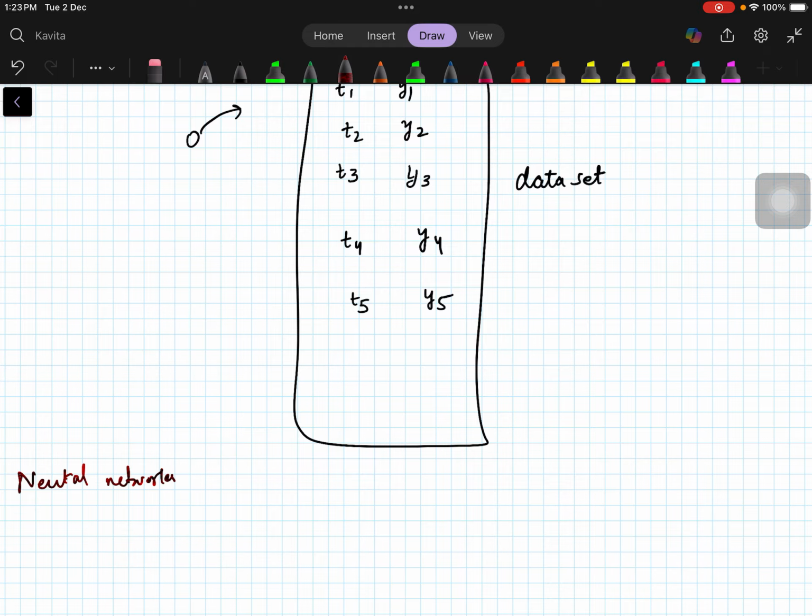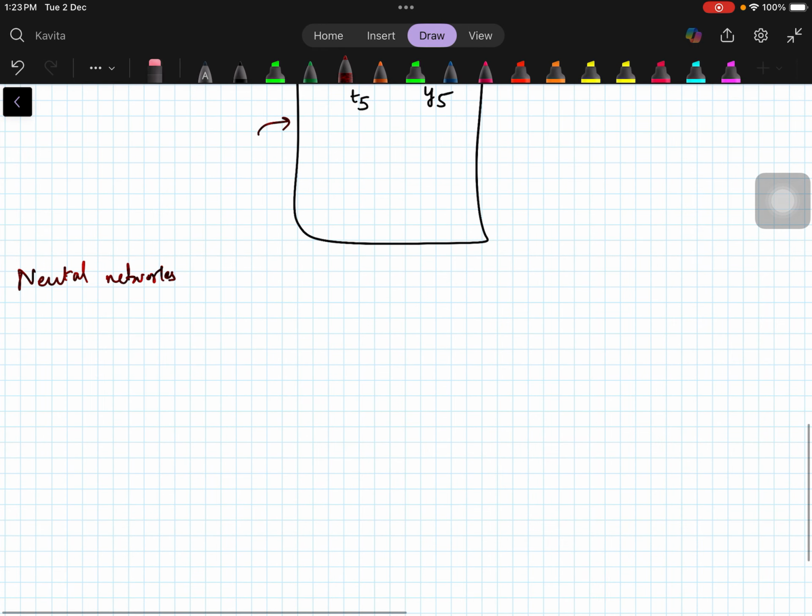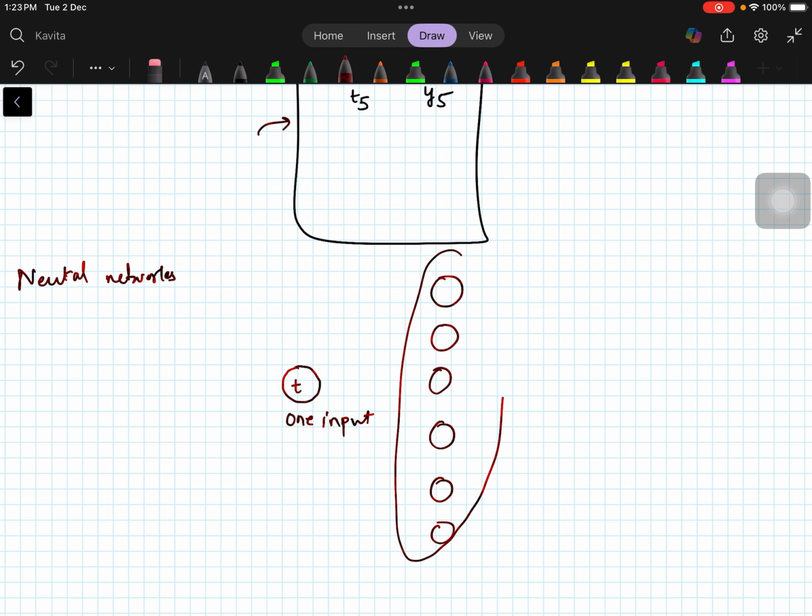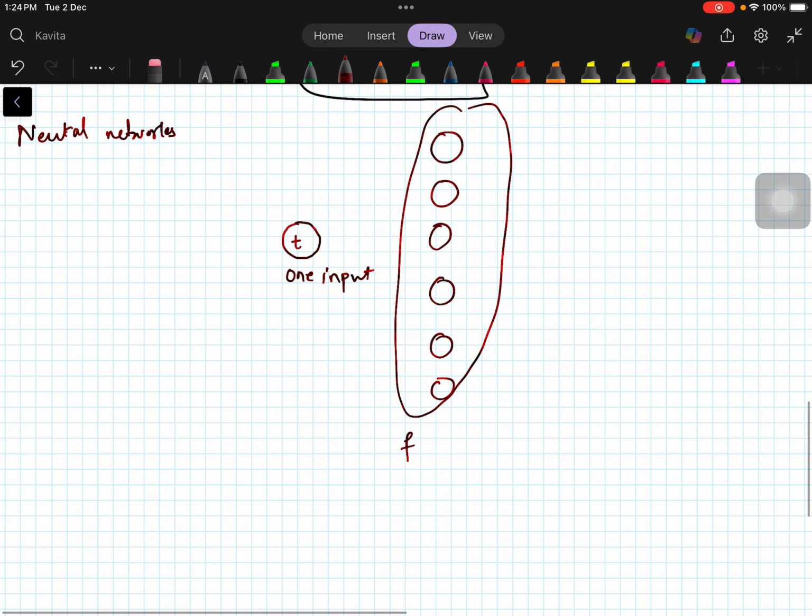So you have this model data set with you. So traditional neural networks, what they will do, they have something like this. For this particular problem there is one input, which is time, right? So this is one input, and then suppose this is our first hidden layer. Okay, first hidden layer, right?